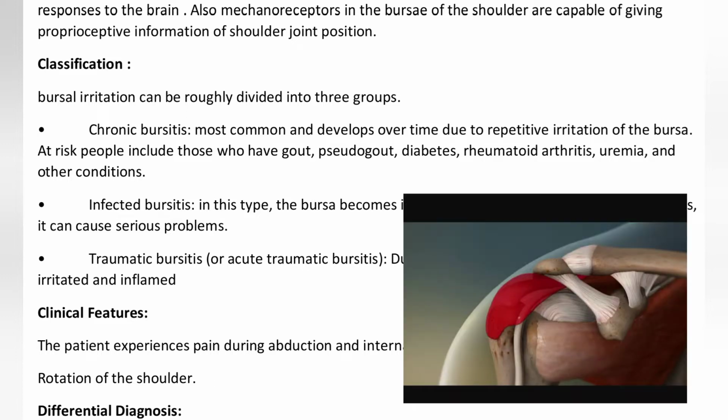Next one is infected bursitis. In this type, the bursa becomes infected with bacteria. If the infection spreads, it causes a serious problem. Next one is traumatic bursitis, or acute traumatic bursitis. It is due to an accident. The bursa could become irritated and inflamed.